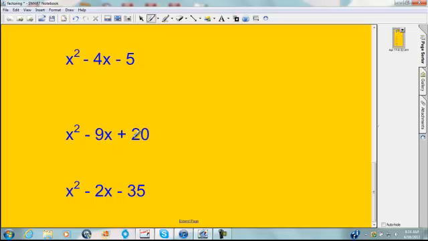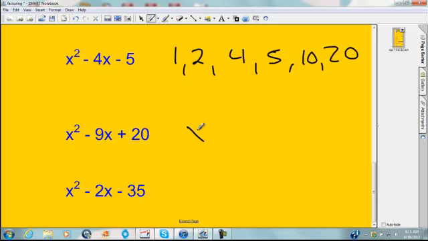X squared minus 9x plus 20. Now let's get the factors of 20. We've got 1 and 20. We've got 2 and 10. And then we have 4 and 5. So I see that two of my factors here, 4 and 5, when added up, can give me my b number, which is a negative 9. Alright, so I'm going to use x minus 4 and x minus 5.